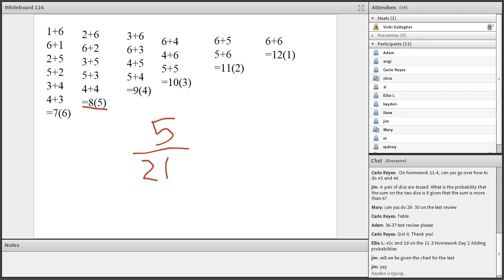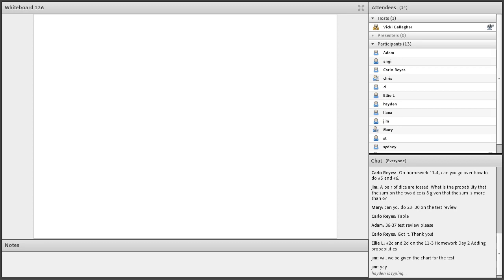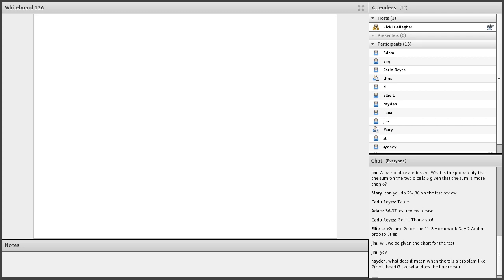All right, next I'm seeing 28 through 30 on the test review. These are those Venn diagram problems again. The Venn diagram will already be drawn out for you on the test. You just need to fill it in with the numbers. You'll need to label it as well, because we will not be labeling it for you. So you will need to write in the words on the Venn diagram as well.